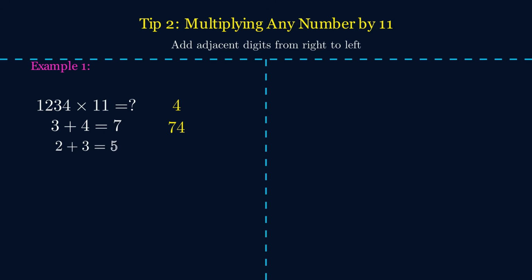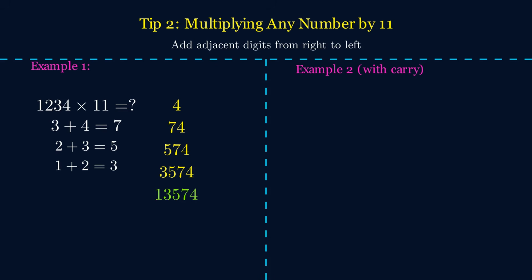Next, 2 plus 3 equals 5. That gives us 5, 7, 4. Then 1 plus 2 equals 3. So now we have 3, 5, 7, 4. Finally, bring down the first digit, 1, to the front. That gives the full result, 13,574. And that's how fast you can multiply by 11.